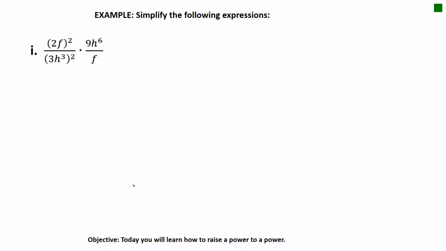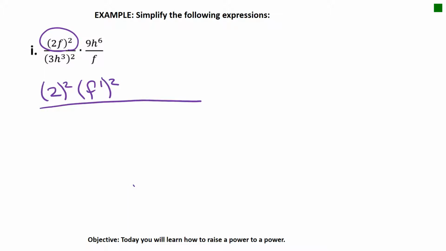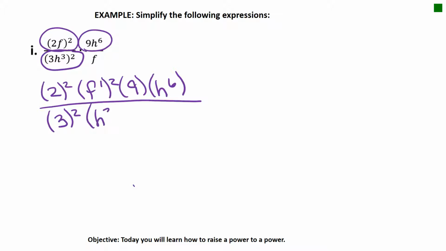So up on top here, I have 2 with a creeper of 2, f to the 1st with a creeper of 2. I'm going to make a whole top. There's just a 9 and an h to the 6th. There were no creepers outside, so I just go ahead and rewrite it. On the bottom, I have a creeper. So I have 3 with a creeper of 2, h to the 3rd with a creeper of 2, and I have a little old f. I'm going to make it f to the 1st.